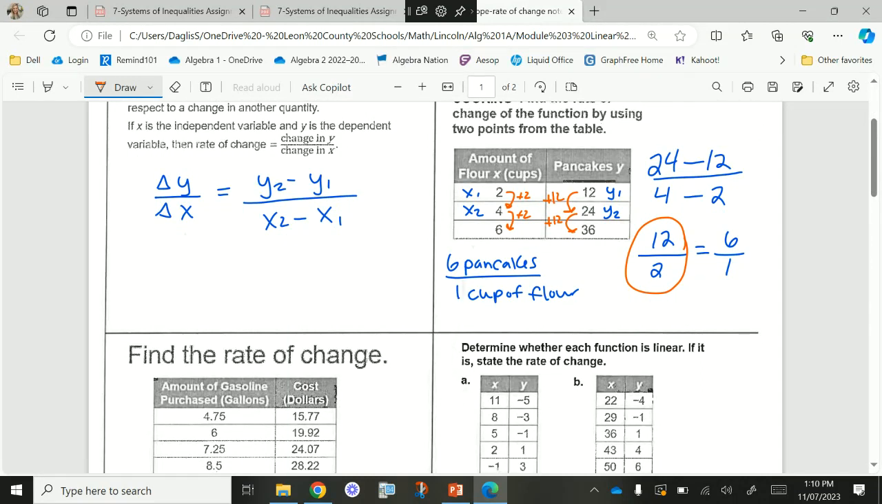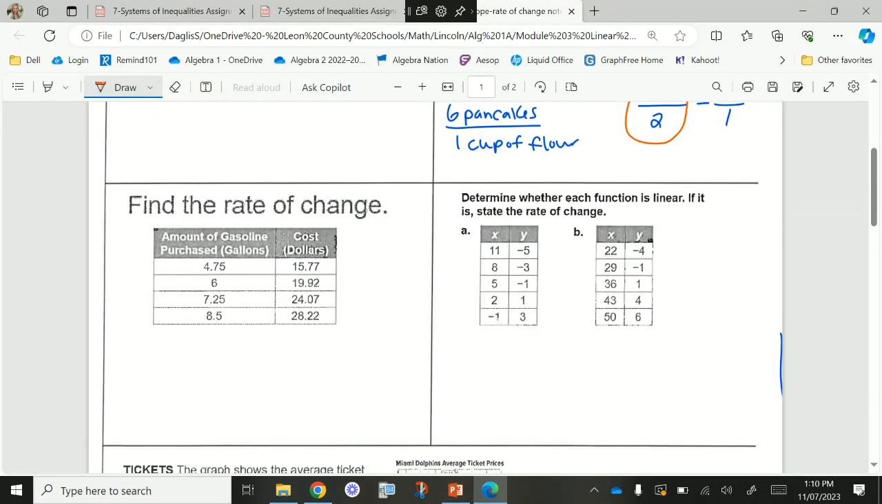All right, my next one. Find the rate of change. Amount of gasoline purchased in gallons and the cost in dollars. Again, you're about to start driving cars, right? You're going to have to start buying gas. So you're going to need to know what that price means and how much. So if you only got $15, you're going to need to know how many gallons of gas you can put in your car.